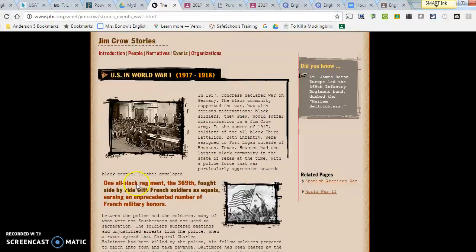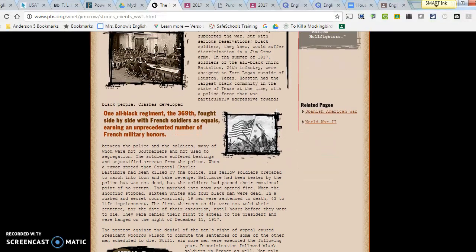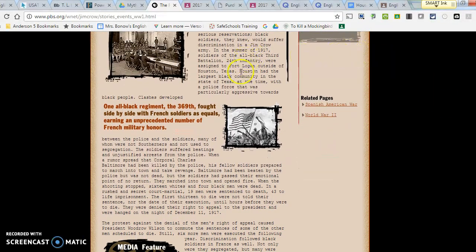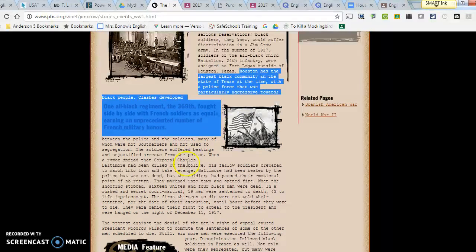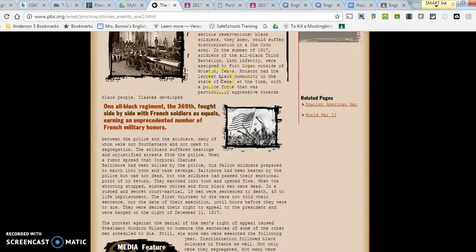I'm just going to pull up my article, and I'm not going to read the whole thing to you, but I just want to show you. It's very important that you read each of your sources so that you know what you're getting into. But you can see here, this is one of my first sets of information. It starts here. It says Houston had the largest black community in the state of Texas at the time, with a police force that was particularly aggressive toward black people.